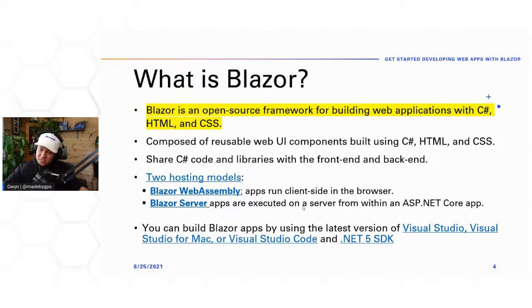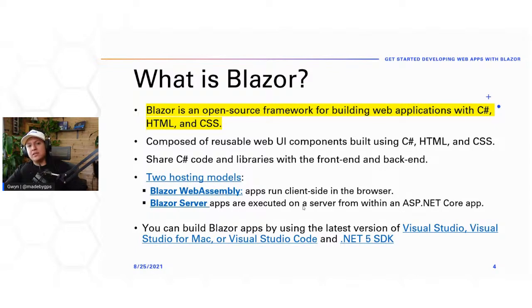The great part about Blazor is you get to share your C# code and your libraries with the front end and the back end because you're utilizing C# and .NET for both of those. There's also the option to still utilize JavaScript, but not as much as you would with other web frameworks that use JavaScript. We have two hosting models when it comes to Blazor: WebAssembly and Blazor Server.